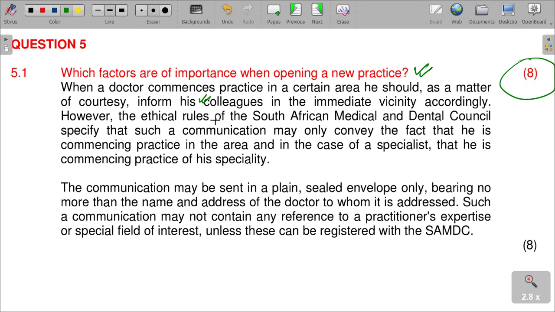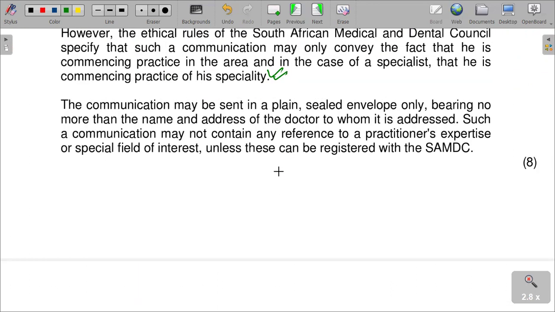However, the ethical rules of the South African Medical and Dental Council specify that such a communication may only convey the fact that he or she is commencing a practice in the area, and in the case of a specialist, that he is commencing practice of his specialty. The communication must be conveyed in order to ensure that the other practitioners in the area are aware of the specialty which is to be started there.